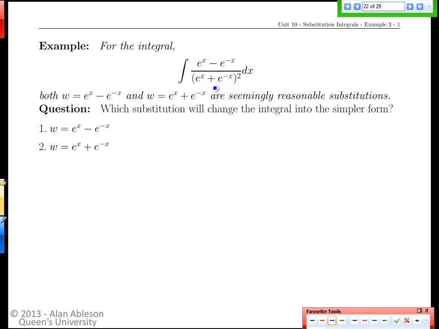Let's take a look at a slightly more complicated example here. We've got an integral of e to the x minus e to the negative x over e to the x plus e to the negative x, all squared. There seem to be blocks that would make sense as substitutions, either the numerator or the denominator's inside. And just ask yourself for a moment, which one of these do you think will be the substitution that leads to a simpler answer?